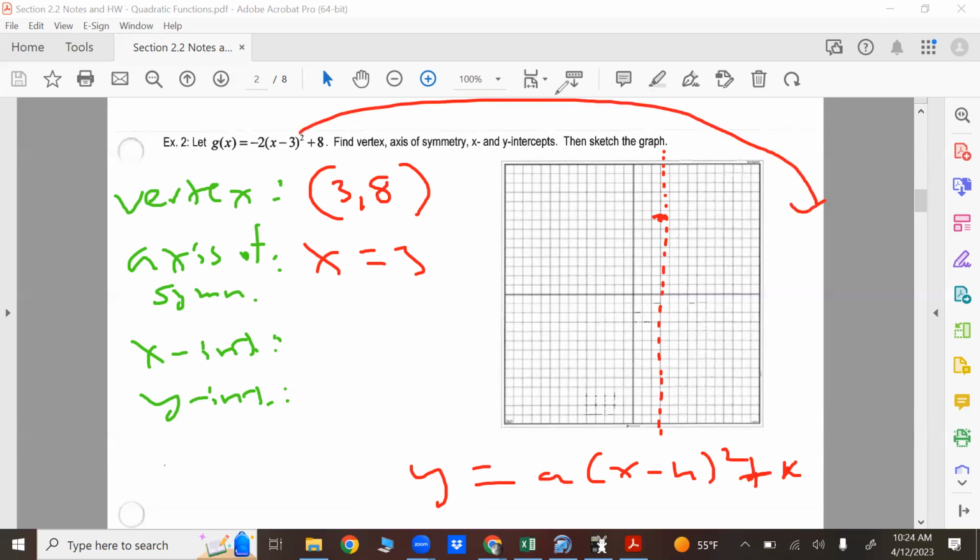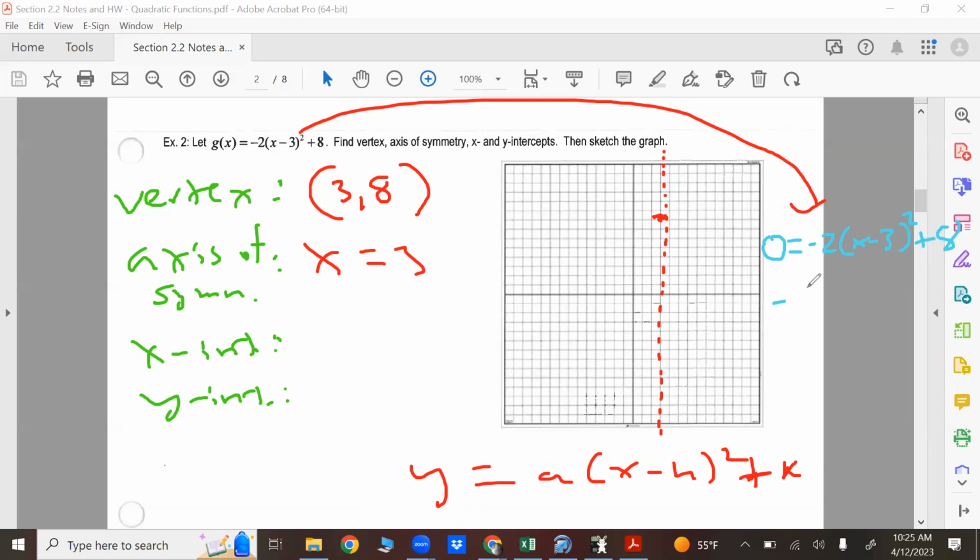So let's change colors, go to light blue. 0 equals -2(x minus 3) squared plus 8. Remember, when you're on the x-axis, y is always 0. That's where I set y to 0. Solve. How would I solve this? What would I first do?